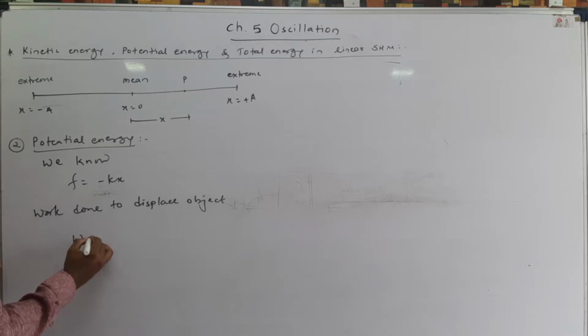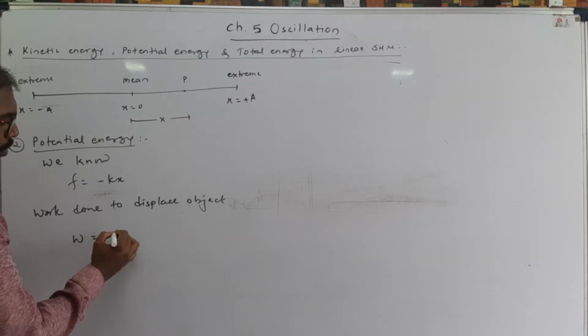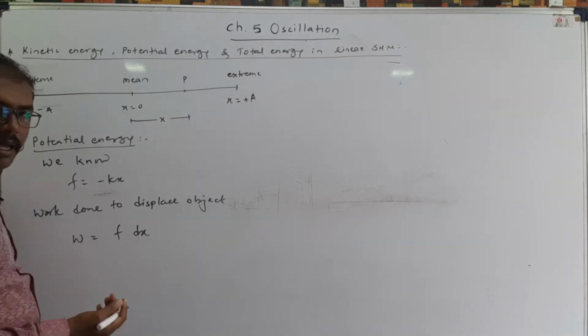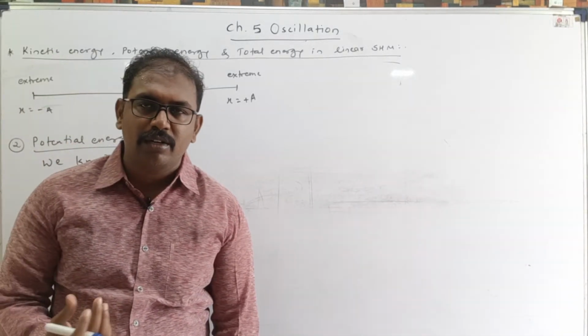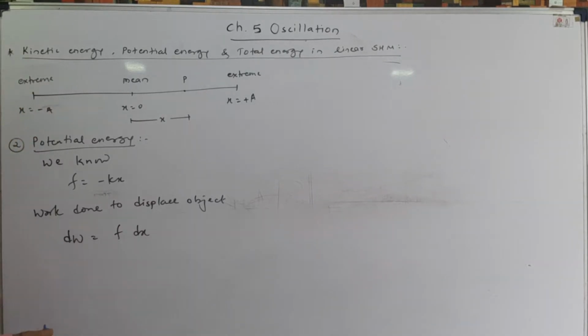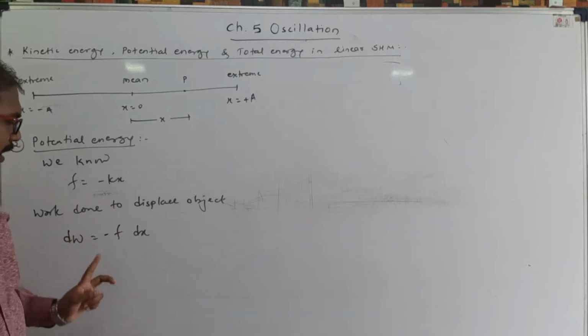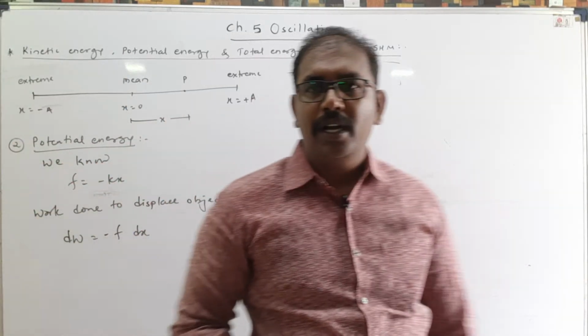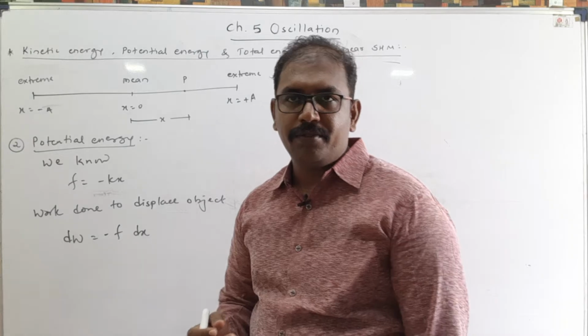This work done is equal to force into displacement. I consider displacement dx. I am considering work done to displace an object with a distance dx. So smaller work done, this dW is equal to F into dx. So minus sign. Why minus sign? Negative sign is because this work is done against this restoring force.